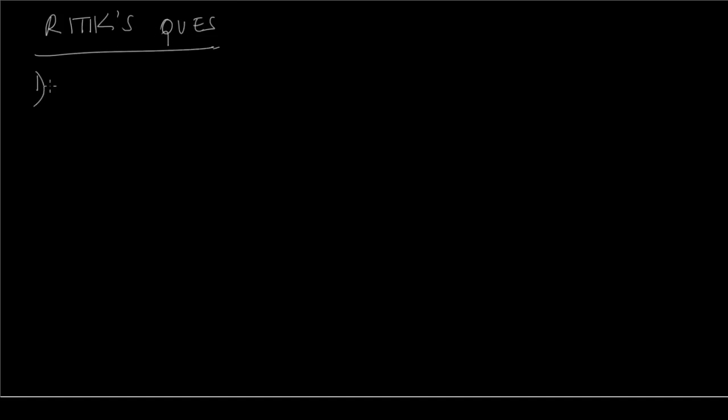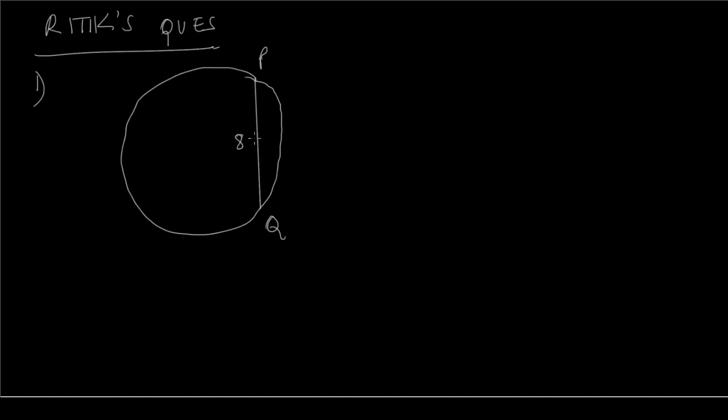The first question you asked me was a circles question, in which you said that PQ is a chord of length 8 centimeters of a circle of radius 5. The tangents at P and Q intersect at a point T. Find the length of PT. So there is a circle, and in this circle there is a chord. The chord length is given as 8 centimeters. Suppose this is P and this is Q.